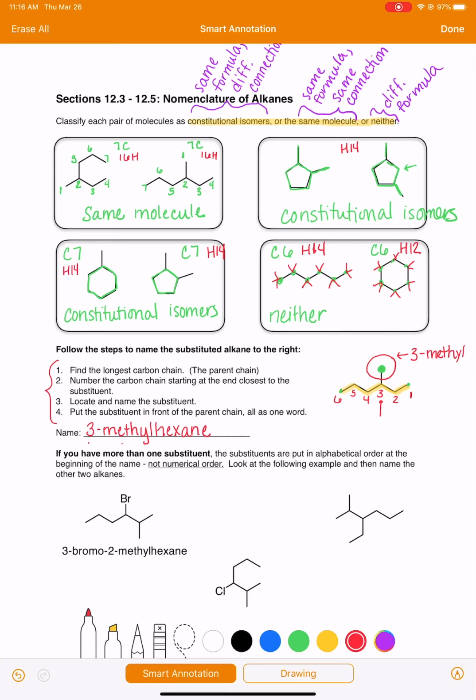Again, you might be asking, whoa, where did she get methyl? Where did she get hexane? Those are coming off of the tables that I showed you in the previous lecture that are in your textbook. Just look at those tables and match up the structure of the substituent and match up the structure of the parent chain with what you see in your tables.